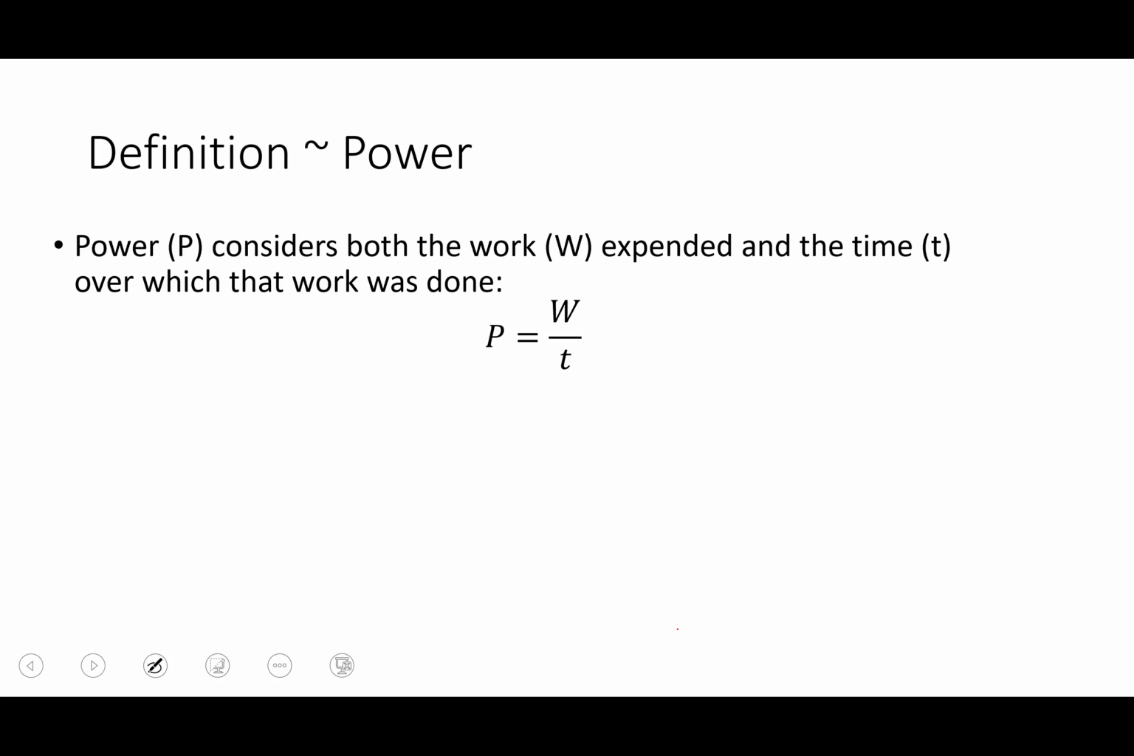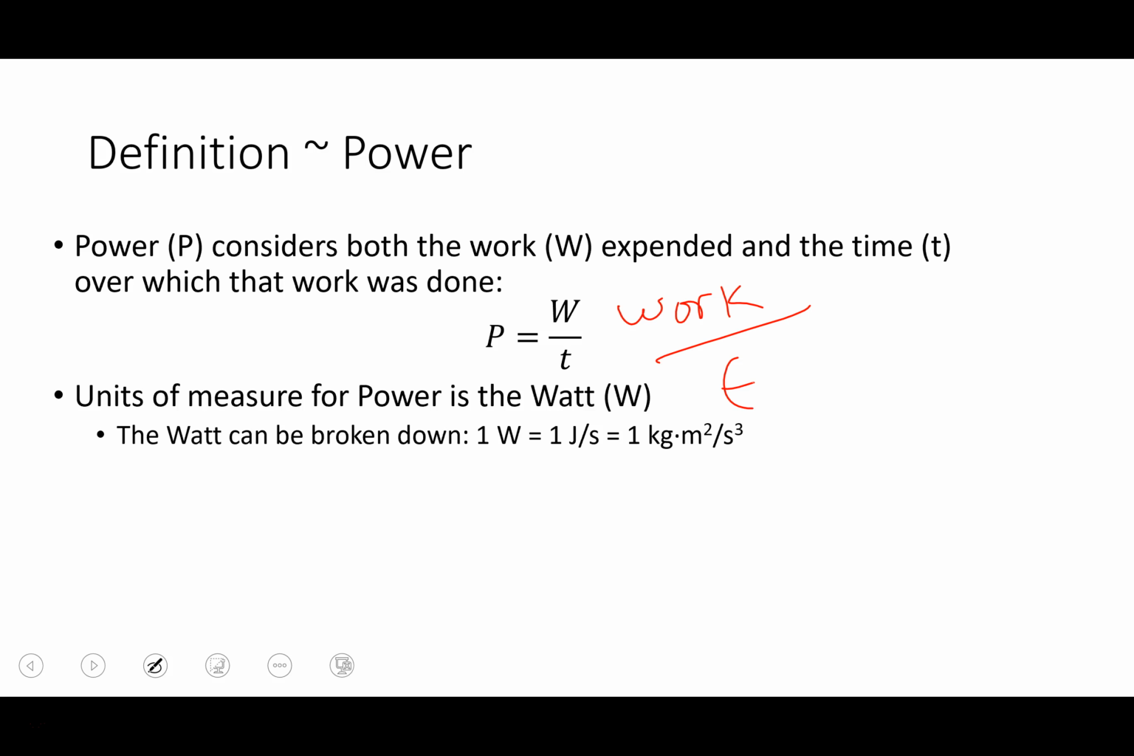So power is related to work this way. Power is work divided by time, and you guys did some of that in lab this semester. Units of power are watts. Don't blame me, it drives me nuts. Okay, that's another W. A watt can be broken down into joules per second or kilogram meters squared per second cubed.